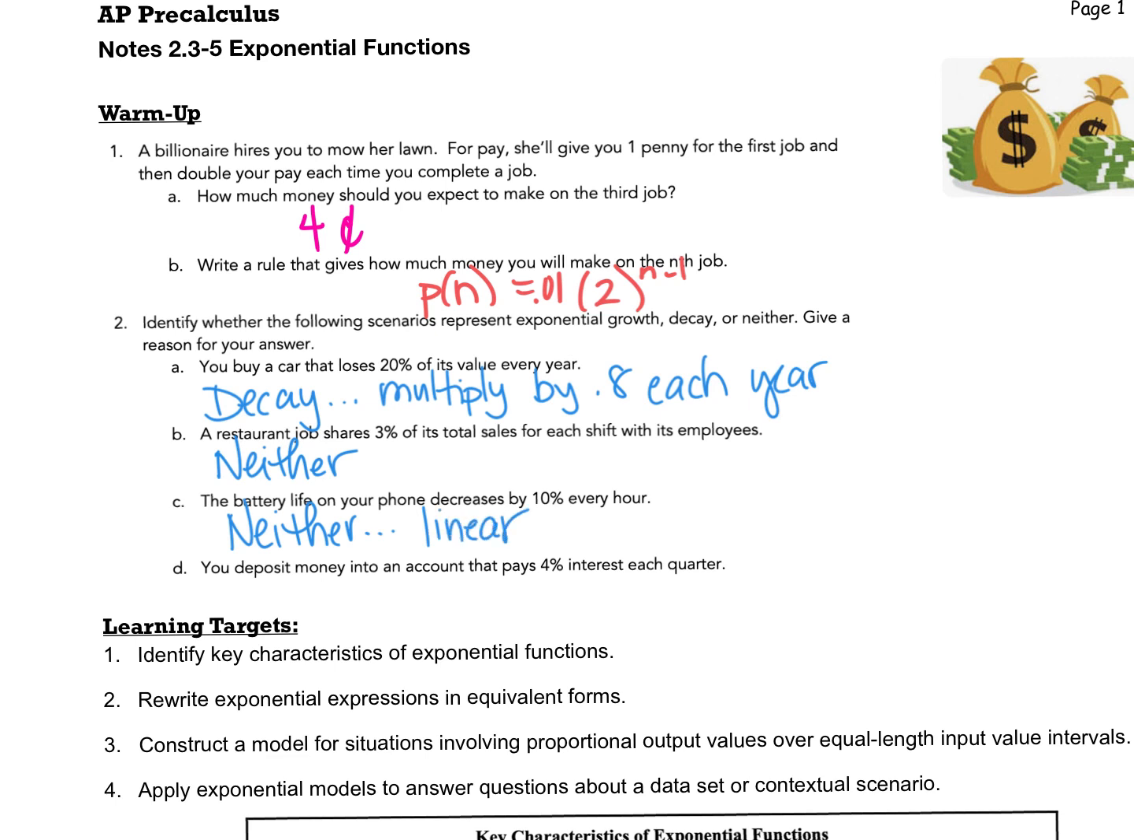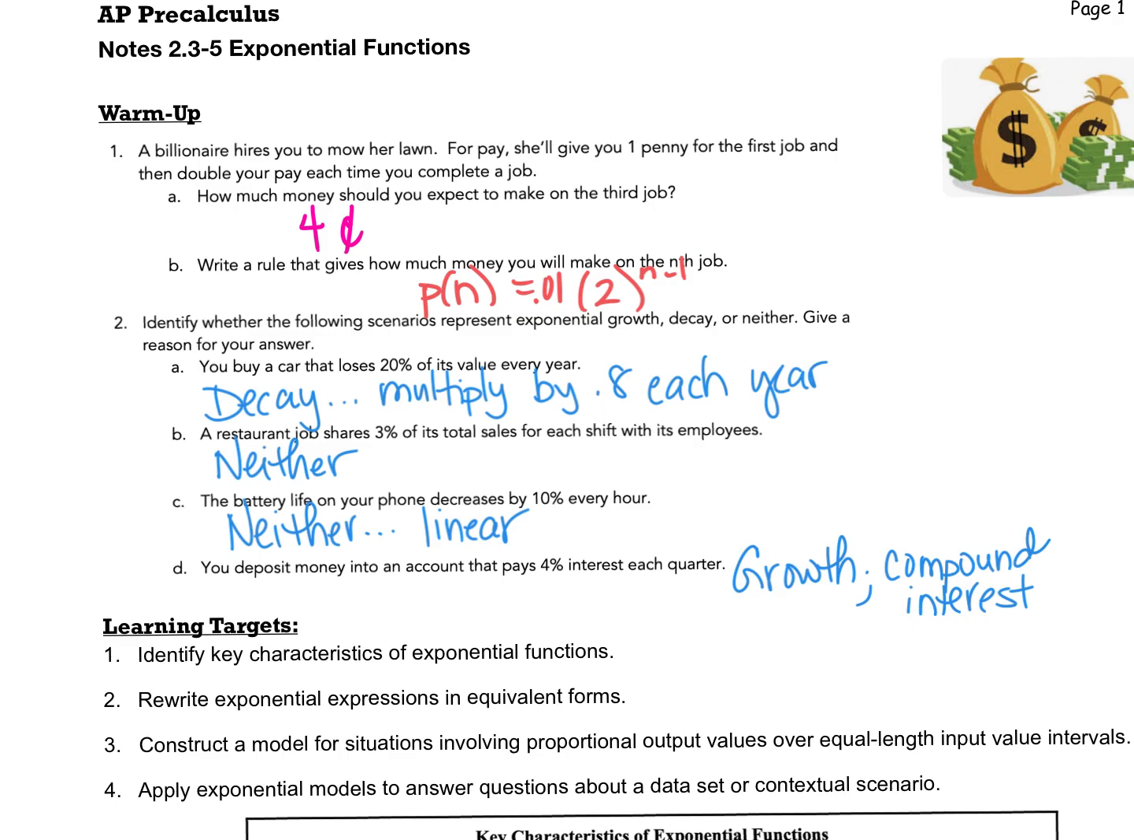Okay, and then what about you deposit your money into an account that pays 4% interest each quarter? That is definitely exponential growth. Okay. Why is it? Well, it's compound interest. It's the number one application for exponential functions. Okay, so good. Just kind of bringing our brain back around exponential functions and what they do and all the good things.